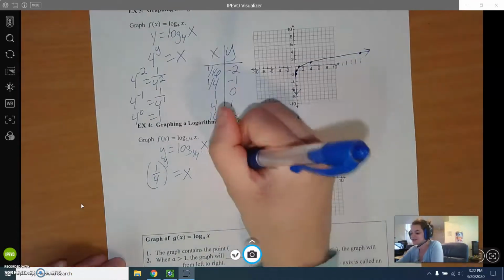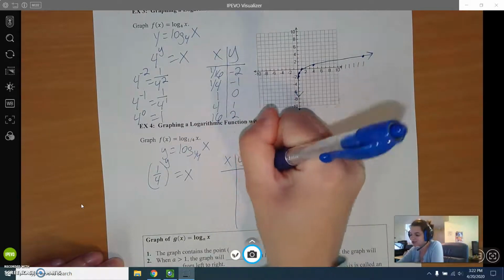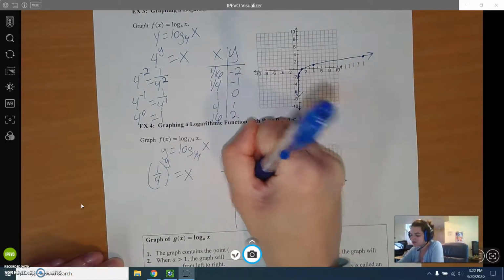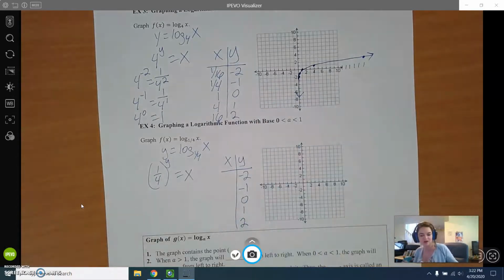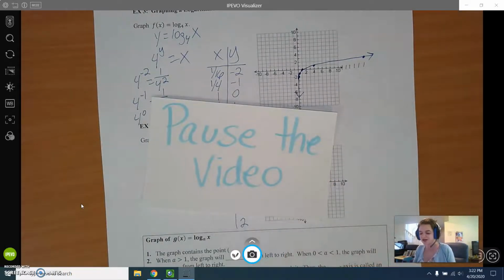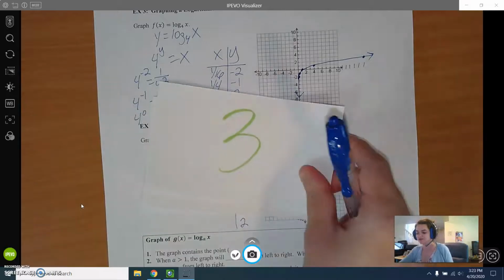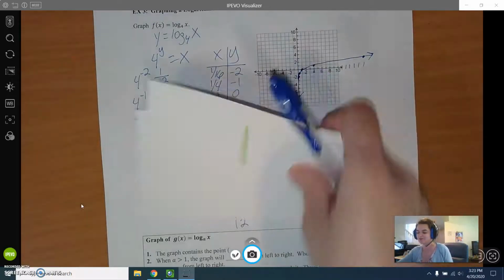Would you guys like to see if you can fill out a nice little xy chart? We'll use the same y values as before. -2, -1, 0, 1, and 2. Okay, so go ahead and pause your video. See if you can figure out the x values that go with it, okay? And I'll show you the answers in 3, 2, 1.